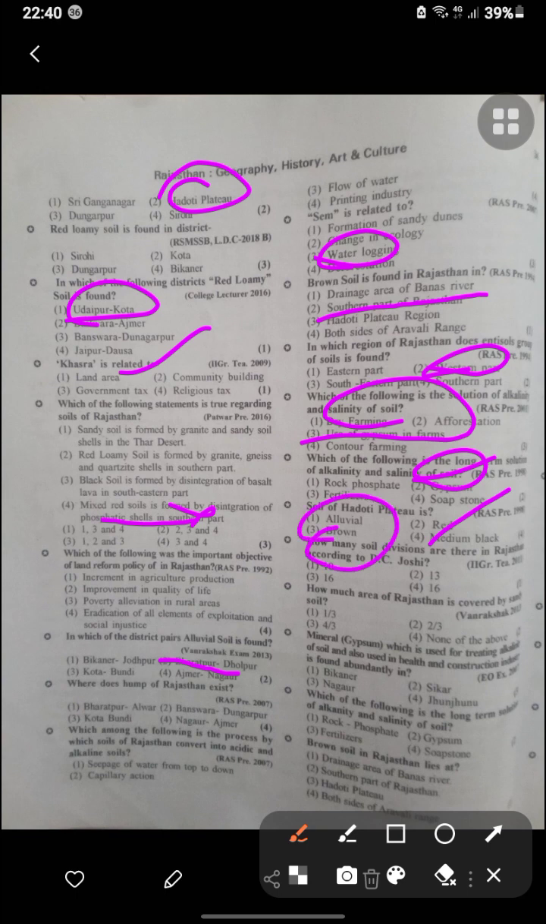How much area of Rajasthan is covered by sandy soil? That is two thirds. The mineral gypsum, which is used for the alkalinity of the soil, is found in Nagaur. Which of the following is the long-term solution for alkalinity? That is gypsum. Brown soil.